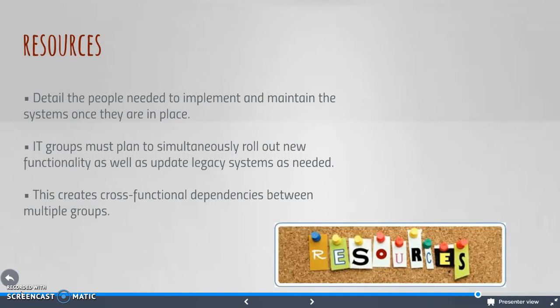Next is resources. Resources are the details of the people needed to implement and maintain the system once it is in place. IT groups must plan to simultaneously roll out new functionality as well as update legacy systems as needed. This creates cross-functional dependencies between multiple groups.